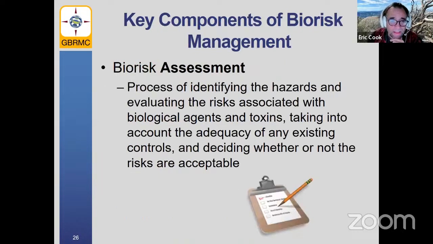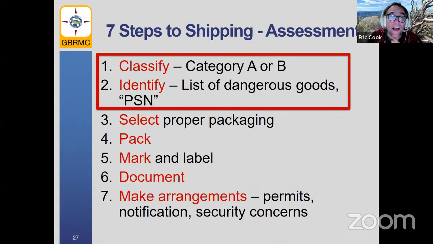That leads us to the first component of biorisk management, which is assessment. Classification and identification are essentially the assessment portion, so these first 2 steps are our assessment. The next steps, 3, 4, 5, and 6, are our mitigation steps. And then step 7, making arrangements, is our performance step. And so here we have our 7 steps.